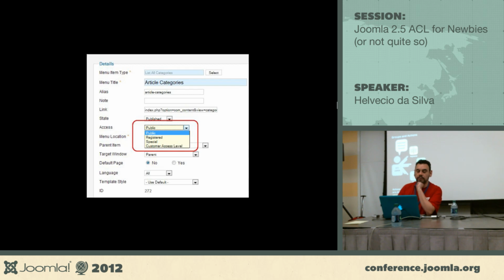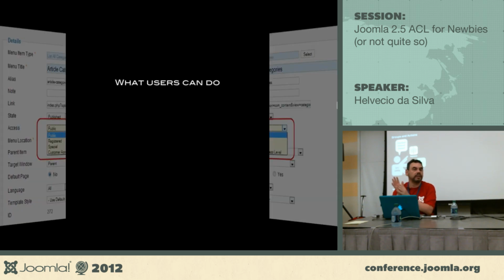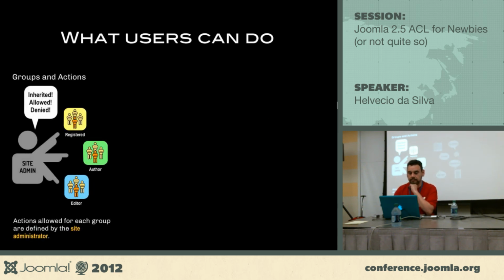What users can do: groups and actions can be allowed, inherited, or denied by the super administrator. Okay, this is a configuration that the super administrator can do in the system. This is a permission scope. This is what you can do. You can allow, you can deny, you can inherit, and you can leave not set. Not set is something that's used only for the public user level.